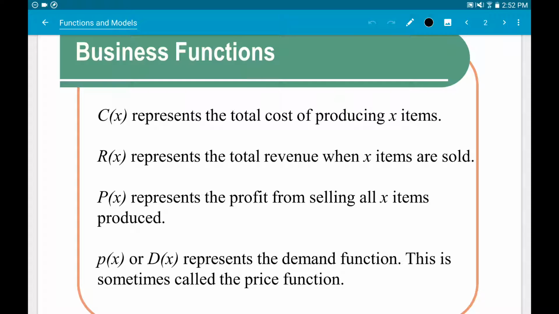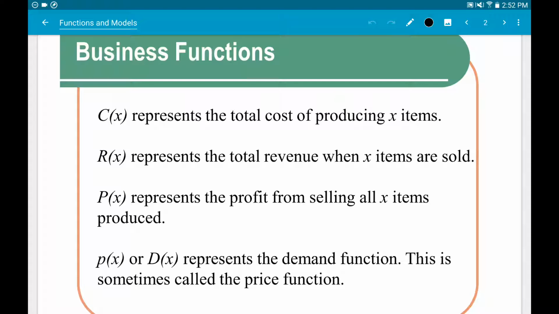Capital C of X is called the cost function. So you see it represents the total cost of producing however many items. Capital R of X represents the total revenue when X items are sold. So the difference in these two things is this. Now keep in mind this is from the business's perspective. Cost is any money going out of the business. So you've got to pay your workers, you've got to buy material, you've got to have a place to work, so rent or whatever. Revenue is the opposite of that. That's all the money coming into the business.